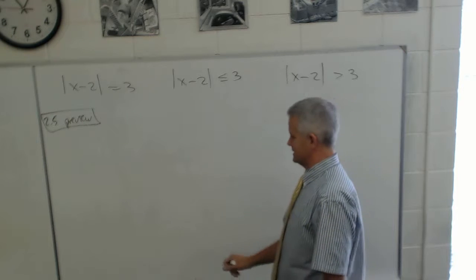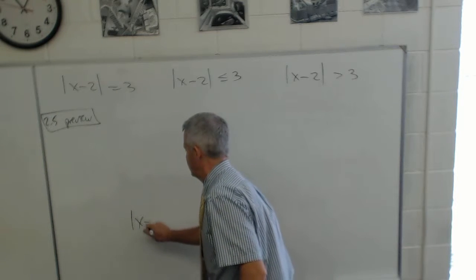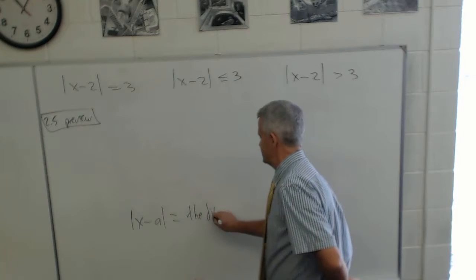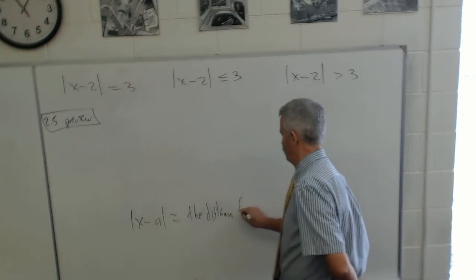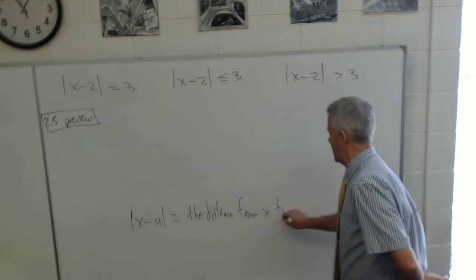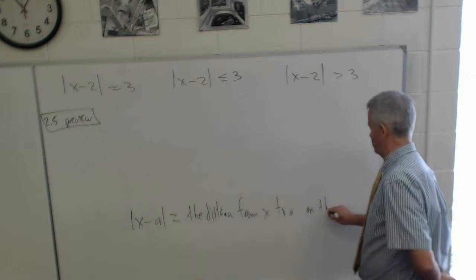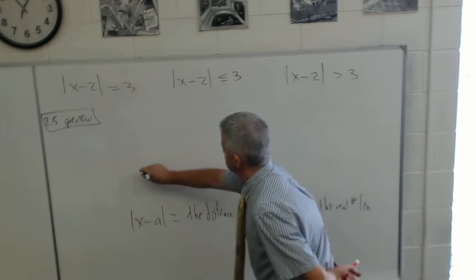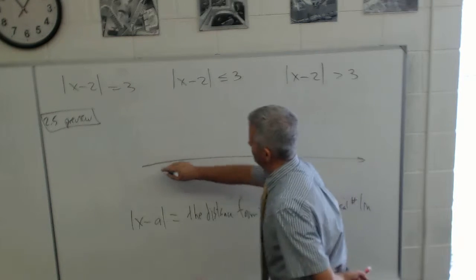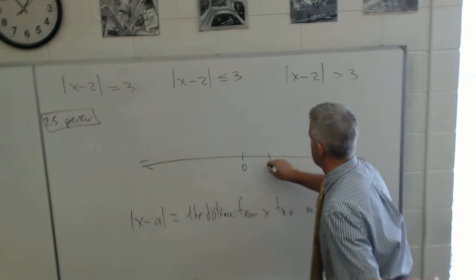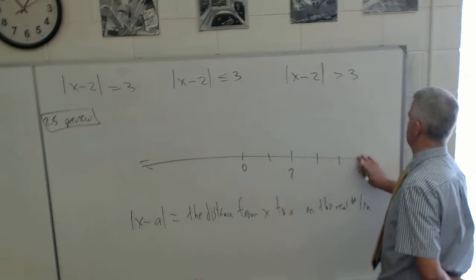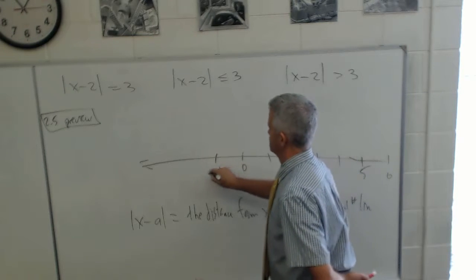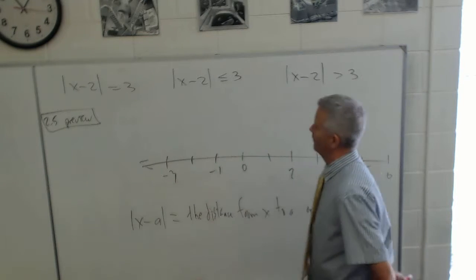Now, we make this really simple when we understand that the absolute value of x minus a is the distance from x to a on the real number line. So I'm going to draw a real number line here, perfectly straight as always. Here's 2. Need to make it a little bit longer. Looks like -1's a key spot there.